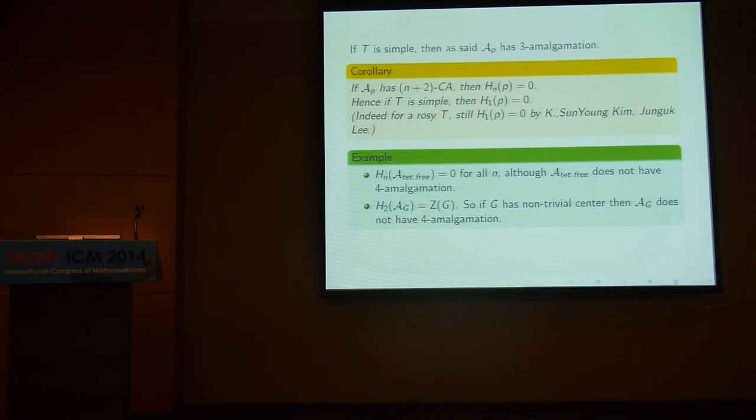But recently with my student, we proved this is true for any Rosy theory. And then in our example, tetrahedral trigonal, even if it does not have 4-amalgamation, every homology group is 0. So the homology group in this example, unfortunately, doesn't detect much. But this is a good thing which detects something, such that the second homology group is central.